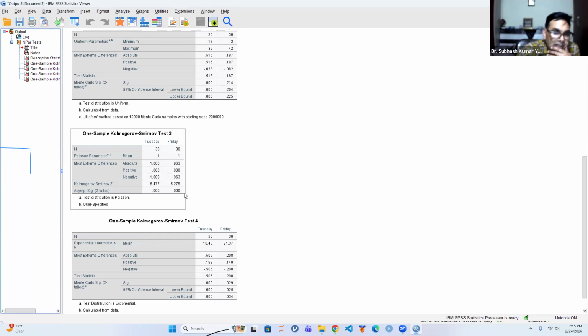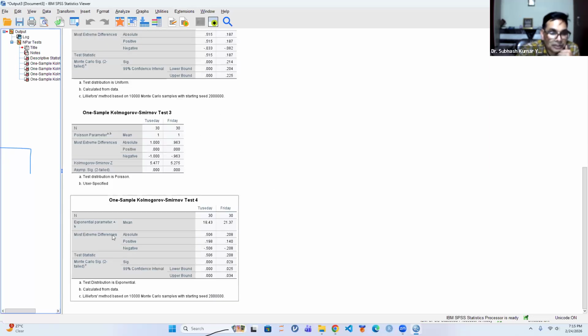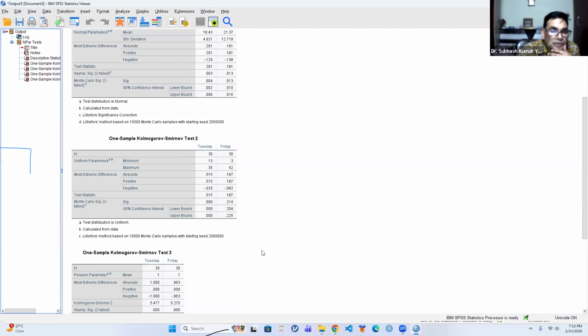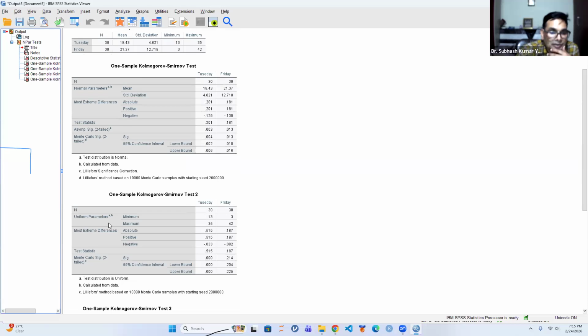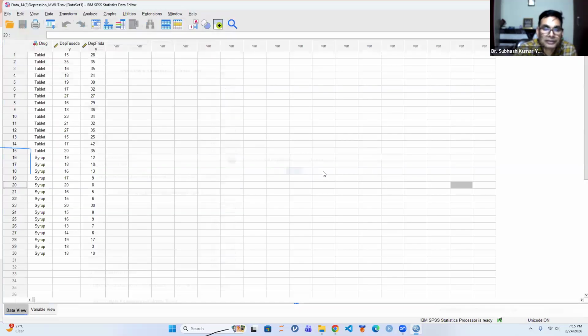Similarly, if you go for the Poisson distribution, then we can see that this is not Poisson distributed, because the p-value is very much less than 0.05 for both the data on Tuesday and Friday. Now coming to the exponential distribution, we can see here the p-value is very much less than 0.05, so it is not exponentially distributed either. So here we can have an idea that it is going to be uniformly distributed, but only for the Friday data. Like that, we can get the best fitted distribution.